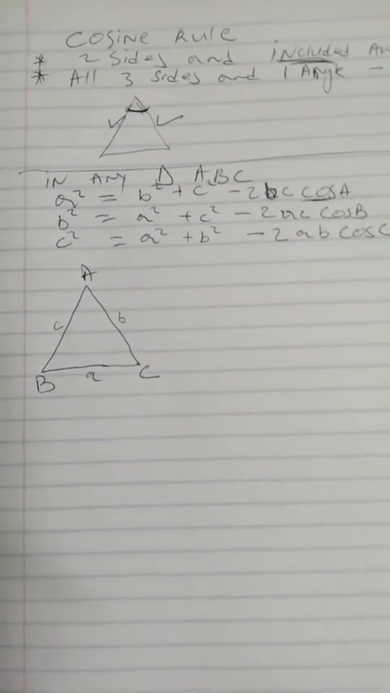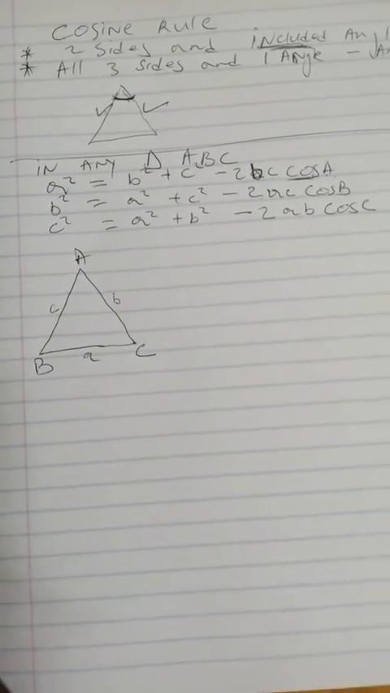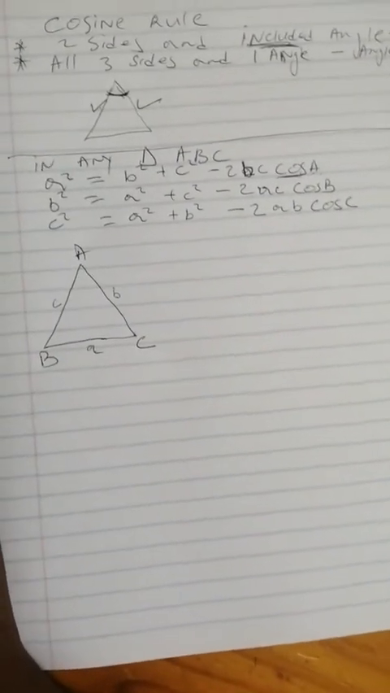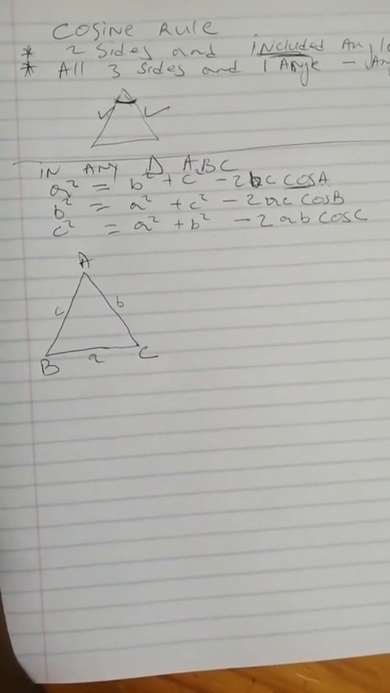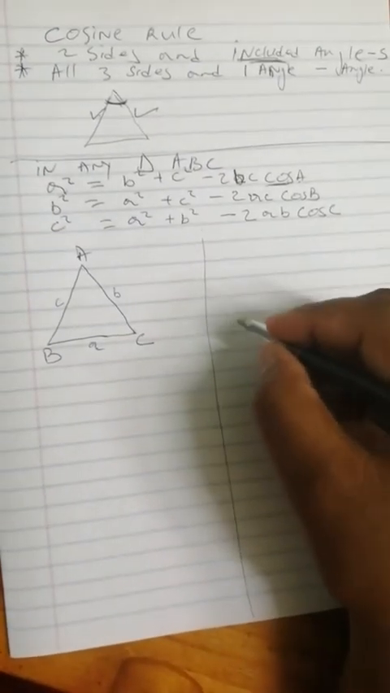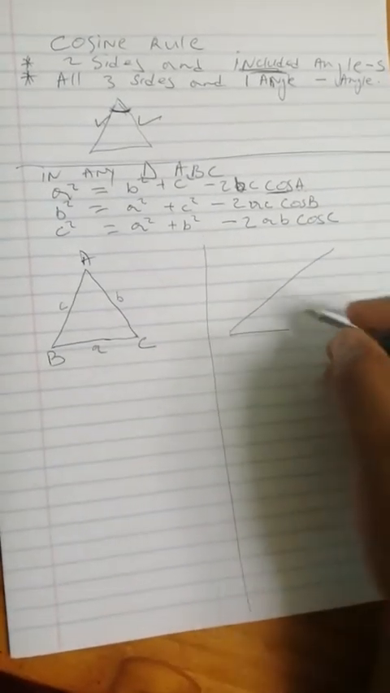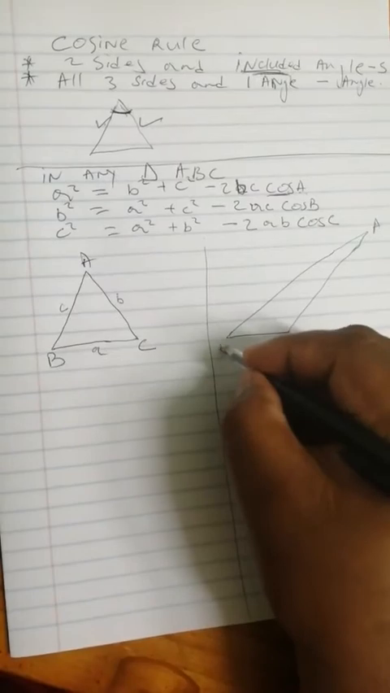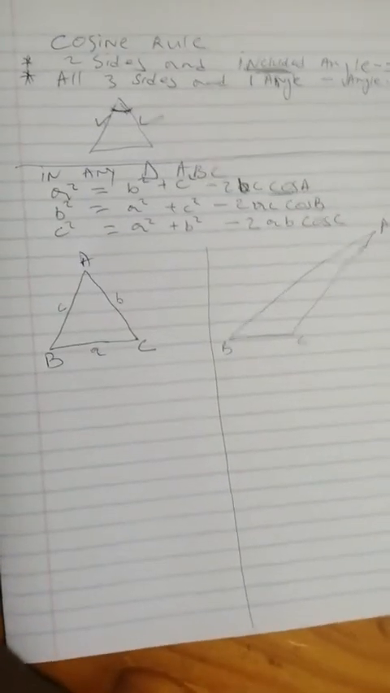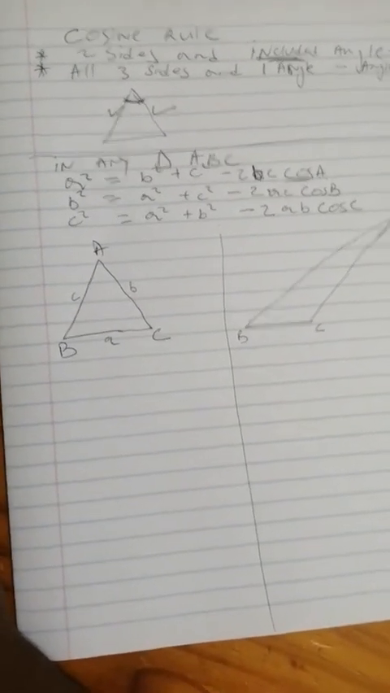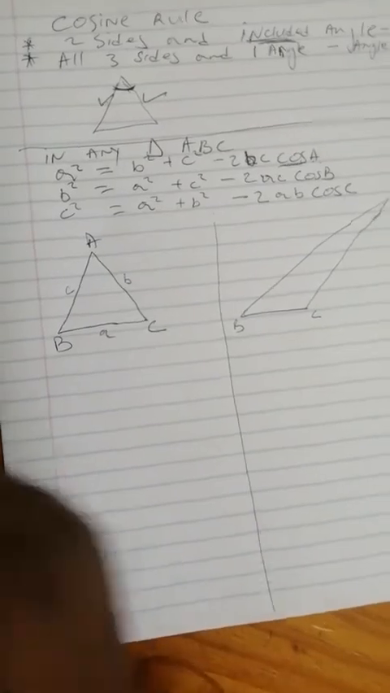Now we want to prove this rule. Remember that when proving these rules, you must be able to prove them from an acute angled triangle and also from an obtuse angled triangle. For the obtuse angled triangle, we've got A there, B, and C. Now let's start by looking at the acute angled triangle. Here we must construct a height.